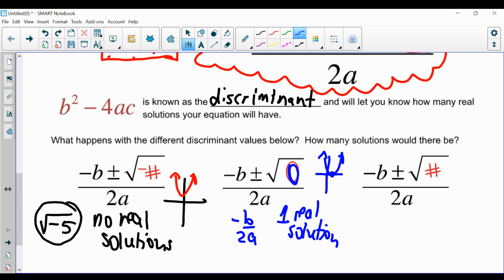Our last option is when we have just a plain old number under our root. In that third option, we have the opposite of b plus or minus some number. So we have the opposite of b plus a number over 2a, and we also have the opposite of b minus that number over 2a. So we have two different scenarios that are happening, which is going to give us two different answers, which is two distinct real solutions.